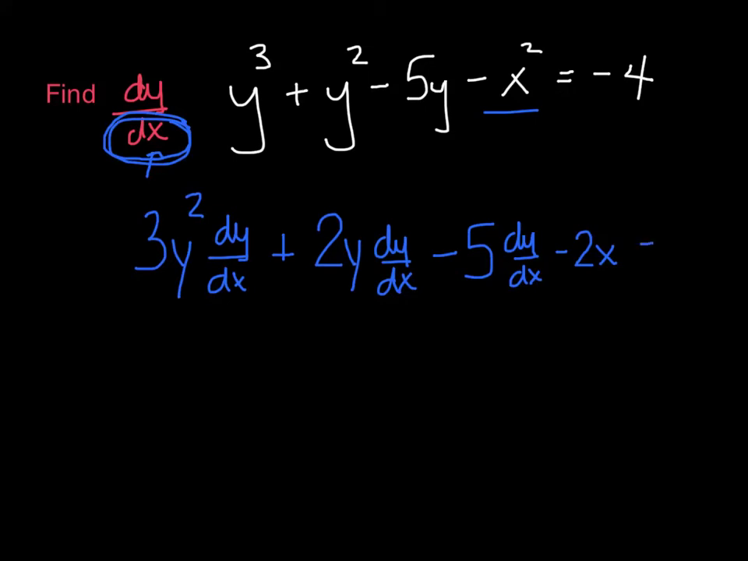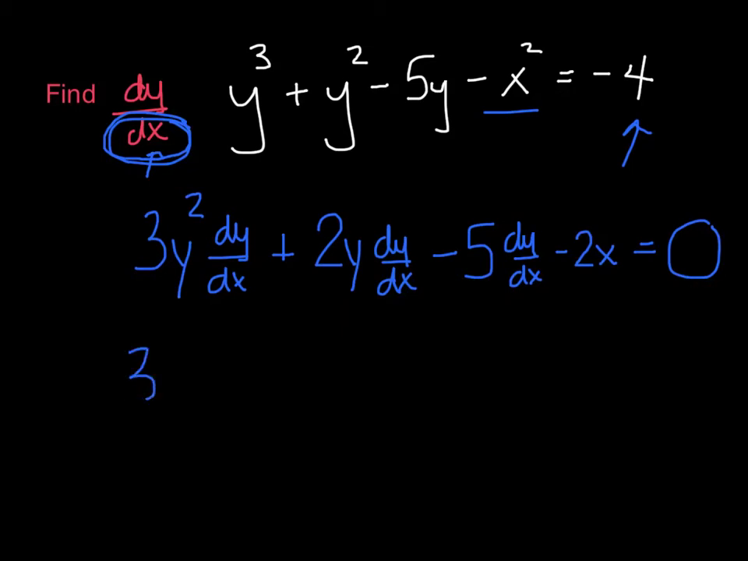Then I have an equal sign. And remember, differentiate both sides. The derivative of negative 4 is 0. So step 1 is done. Step 2, collect all the dy dx's on one side. So if it has a dy dx, I'm going to leave it on this side. If it doesn't, I'm going to boot it to the other side. This one stays, this one stays, this one stays, this one gets the boot.